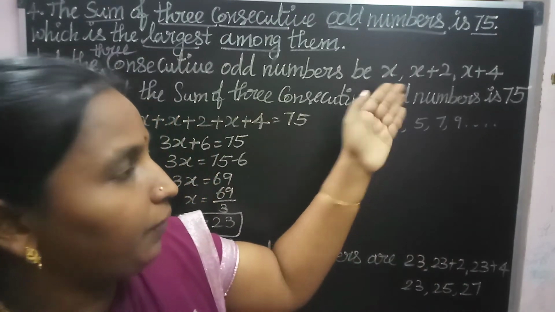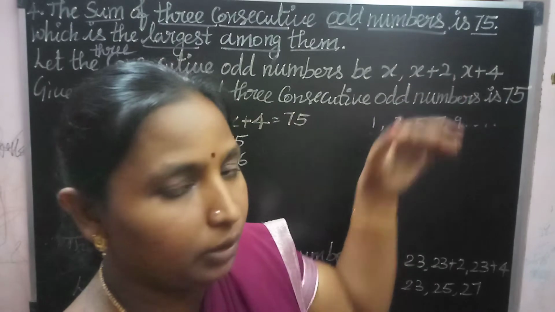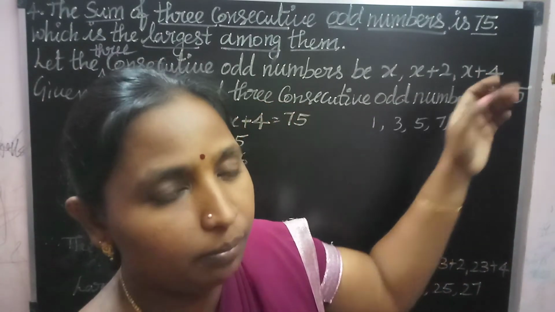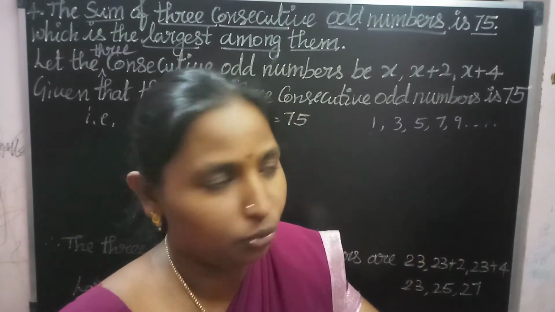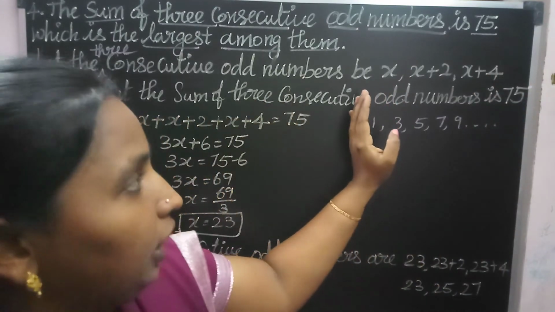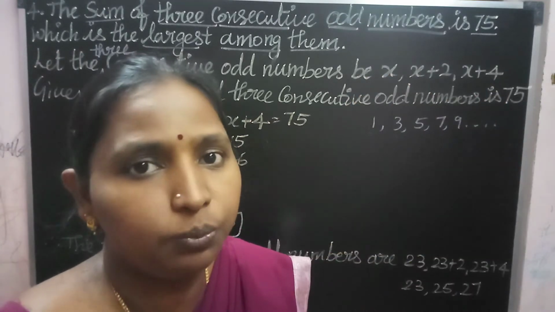So if the first number is x, I am going to add 2 for the second number. So x plus 2. Again I have to add 2, then only I will get the third number. That is x plus 2 plus 2, I will get x plus 4. So did you understand why I am taking the consecutive odd numbers as x, x plus 2, x plus 4?